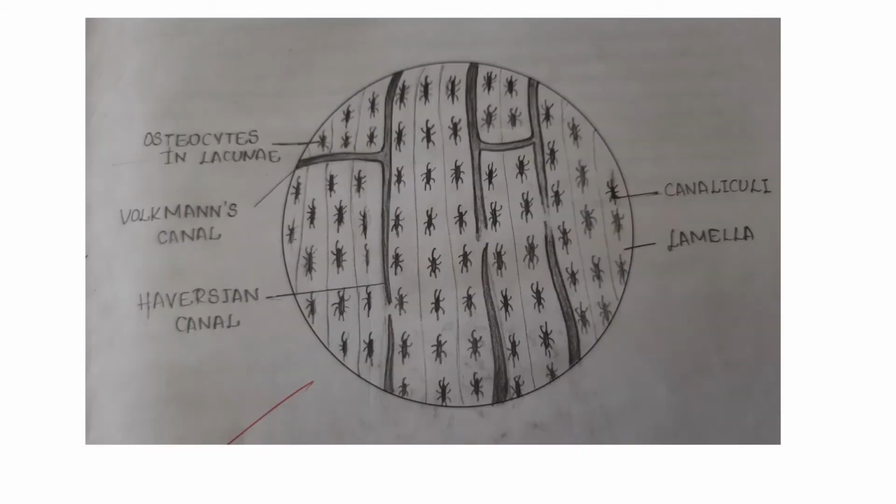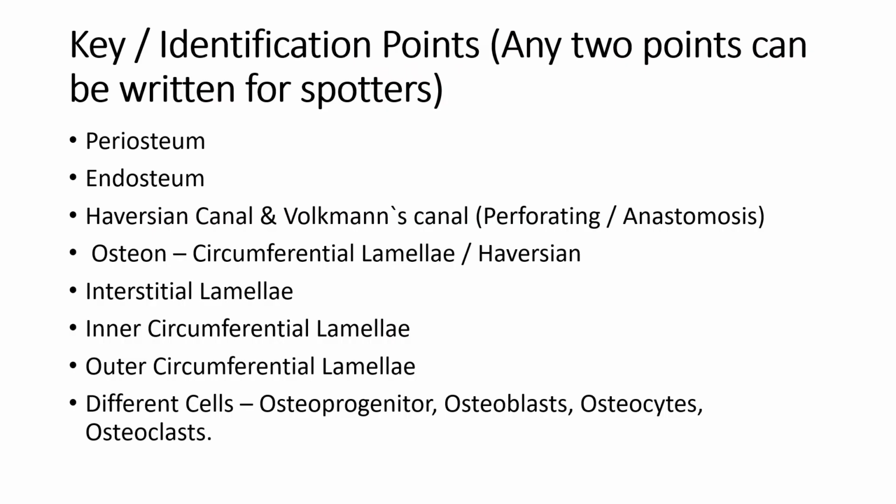The record diagram, how you can write the record diagram. Here you can find the Haversian canals and the Volkmann canal, and next the osteocytes. Okay. Then the important features, the important parts: any two you can write for the spotters.